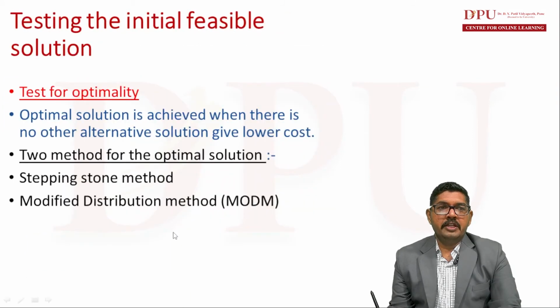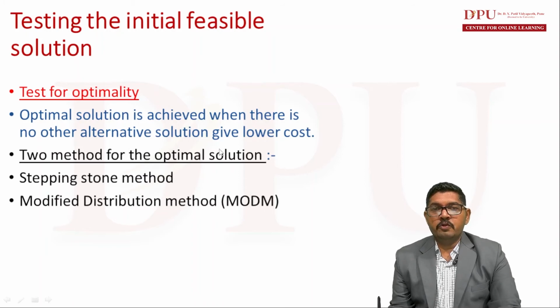So, testing the initial basic feasible solution for optimality. The solution which we have obtained as the initial basic feasible solution by any of the methods, such as the northwest corner method, the least cost method or the Vogel approximation method, we have to test it for optimality. The optimal solution is achieved when there is no other alternative solution that gives lower cost. So we have to check if there is any other solution which gives us lower cost.